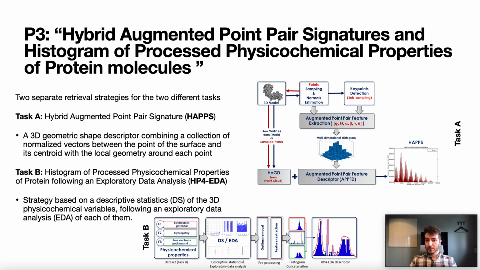The second method, which is schematized in the figure on the bottom, simply involves binding processed physicochemical properties of protein surfaces into 1-dimensional histograms with various bin sizes, following 2 key stages. An initial exploratory data analysis, mainly consisting of outlier detection and removal for each property, and a subsequent combination of descriptive statistics such as mean, variance, correlation coefficients, and interquartile ranges.